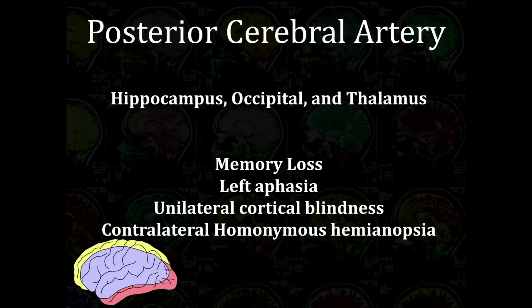If we continue and look at the posterior surface of the brain, obviously we just touched on the basilar artery and the vertebral artery, but we have to talk about the posterior cerebral artery. And that's where we know that artery specifically feeds the hippocampus, the occipital region, the thalamus region of the brain. These patients are going to have severe memory loss. They're going to have left-sided aphasia. They're going to have unilateral cortical blindness. And again, they're going to have that hemianopsia that's contralateral.